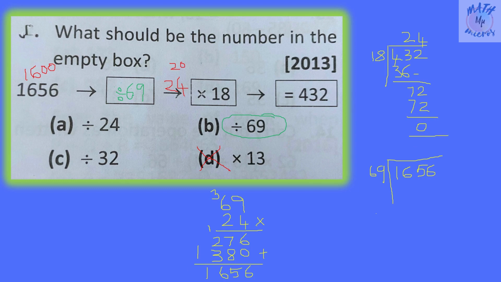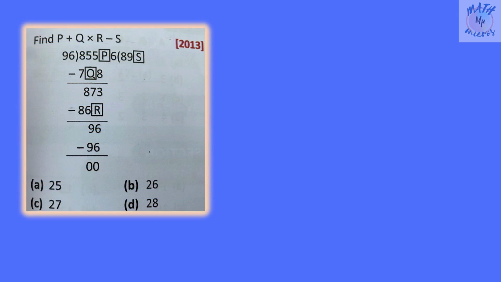Now let's move on to the next question. This is your second question. This is the question that was asked in the paper 2013. So we need to find P, Q, R and S, and we need to work out this calculation P plus Q times R minus S. For those who want to try on your own, pause the video right here to try.